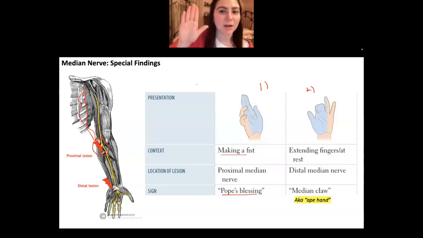So that's why when you try to tell them to make a fist, only these two go, because the pinky and the ring finger can flex. Sorry, they're totally fine with flexing. They're not innervated by the median nerve.